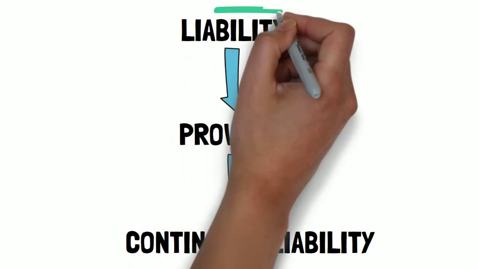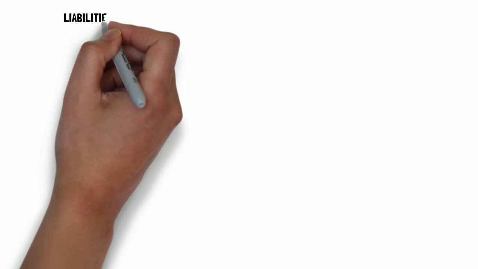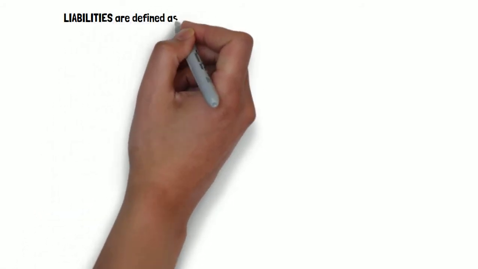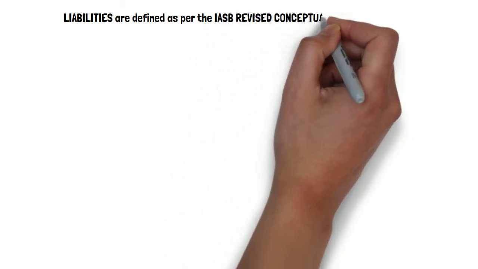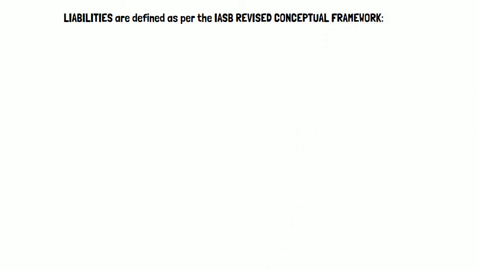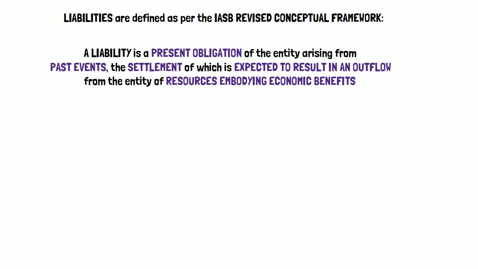So let's remind ourselves what the definition of a liability is. And remember, I've already covered in a separate video, in detail, what a liability is, and the link for that video will be right above you now. In brief, liabilities are defined as per the IASB revised conceptual framework as a present obligation of the entity arising from past events, the settlement of which is expected to result in an outflow from the entity of resources embodying economic benefits.